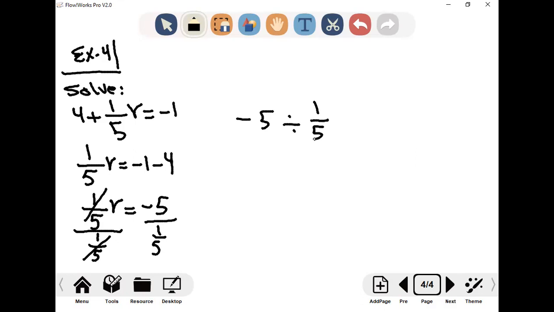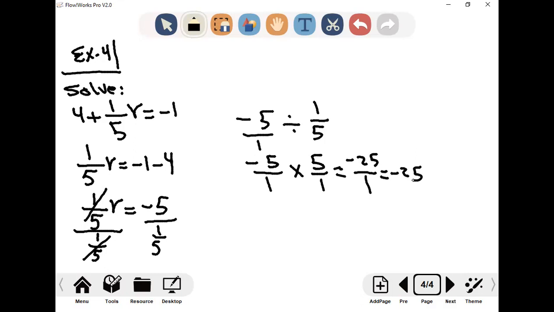So this is over what? And division of fractions. The first fraction stays the same. We did that before. -5 over 1, the division becomes multiply, and this is flipped. Reciprocal. Now multiply up, multiply down, -25 divided by 1. So r here, how much? r equal -25. This is r. Okay. Done. This is the first way how we solve this.